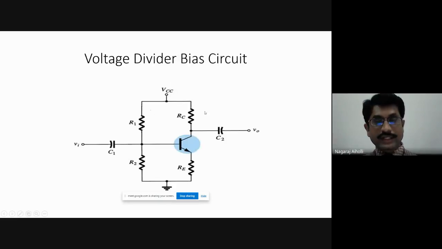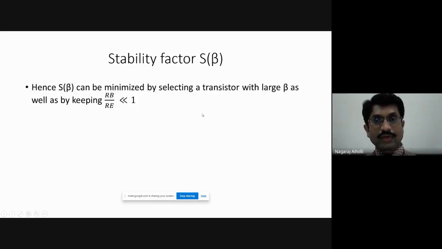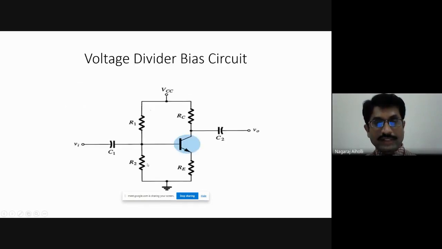Next is the voltage divider circuit. So this was about the stability factor for the emitter bias circuit. Next is the voltage divider bias circuit. We already studied this. There is a division of voltage here. We are applying the voltage divider rule, and hence this circuit is called the voltage divider bias circuit.